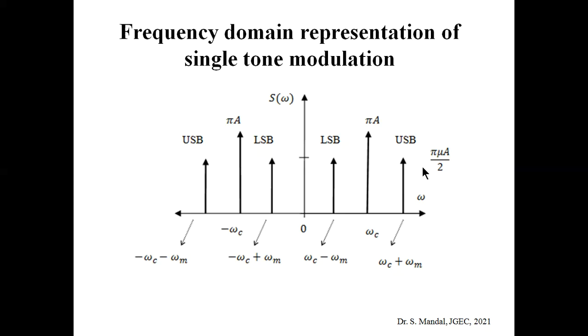But in real life, the spectrum of any message signal is not like this, not impulses. If it is a pure sinusoid, then there will be impulses, else the spectrum will be in a different shape, that will be shown in the earlier class.